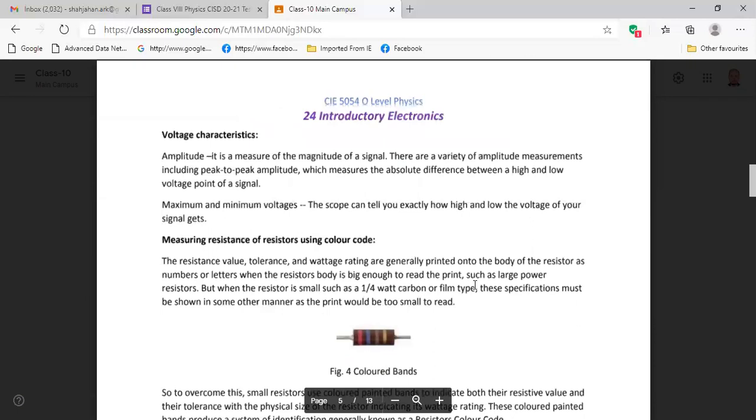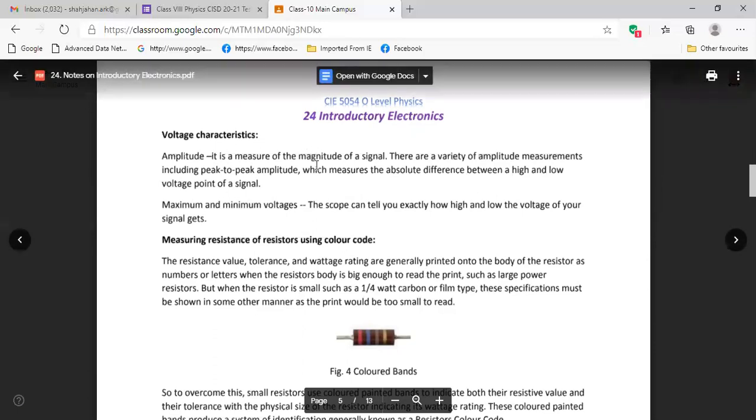Will you continue here? Voltage characteristics. Amplitude is a measure of the magnitude of a signal. There are a variety of amplitude measurements, including peak-to-peak amplitude, which measures the absolute difference between a high and a low voltage point of a signal. Maximum and minimum voltages: the scope can tell you exactly how high and low the voltage of a signal gets. This is also known to us, right? If you know the amplitude, you can find the voltage.